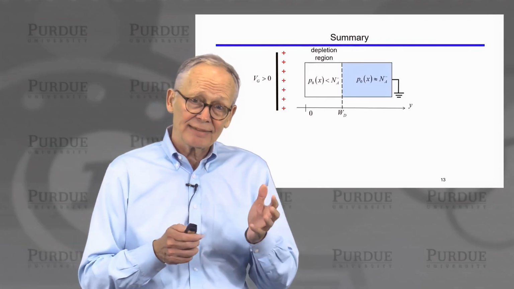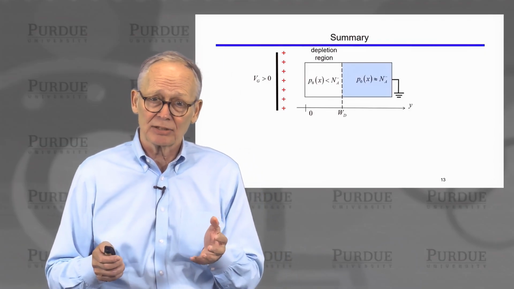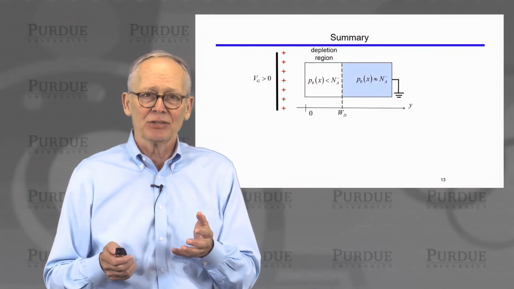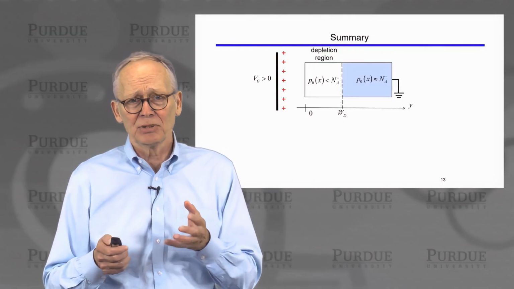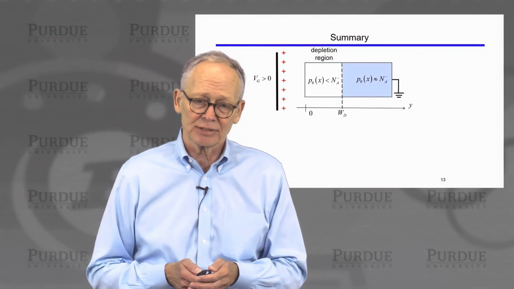All right, so that's the depletion approximation, how we solve the Poisson equation assuming the depletion approximation, and how we make use of those formulas that we derive in order to compute some quantities that we're going to need over and over again as we move forward in the course.